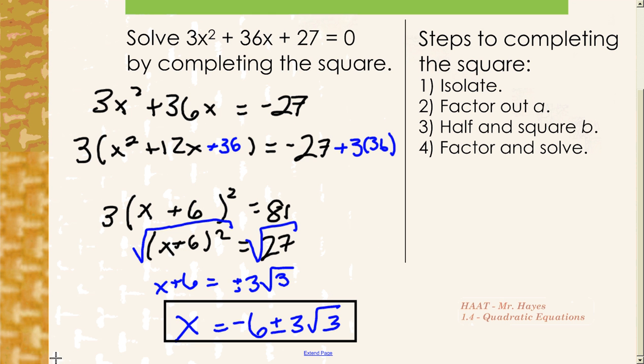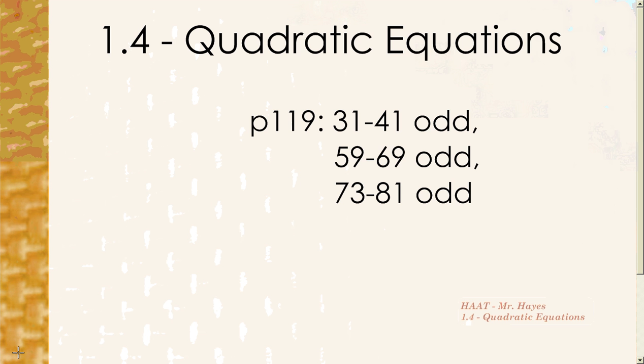All right, so what you're going to be working on in class tomorrow is this: page 119, 3 through 11, 31 through 41 odd, 59 through 69 odd, 70 through 31 odd. Some of it's going to be quadratic equations, some of it's just going to be factoring, some of it's going to be factoring by perfect square. And yes, I do expect you to do that. Yes, I expect you guys to be able to show work on it. So none of this magic answers.